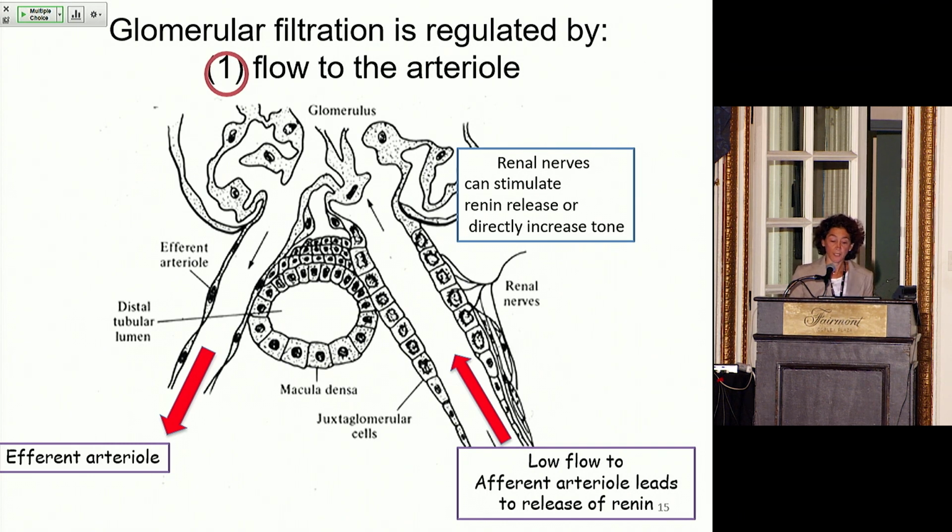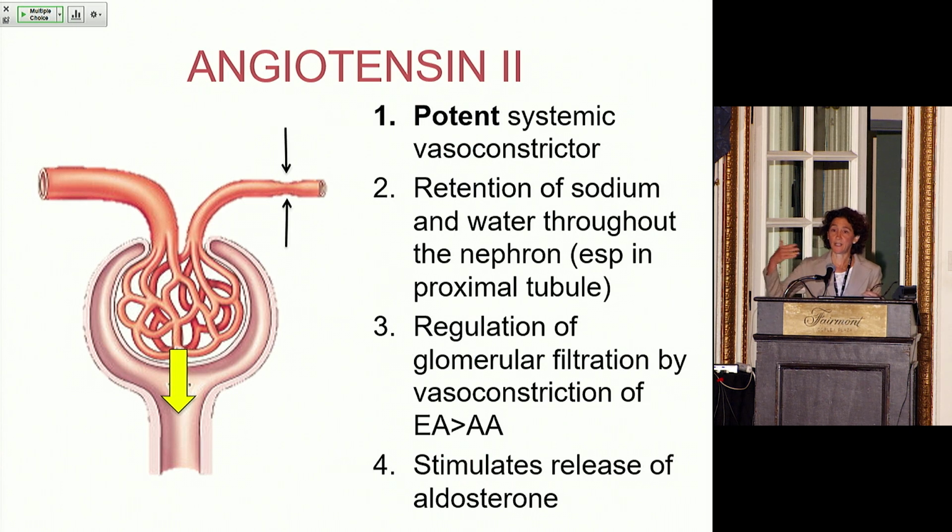We have two strategies. First of all, flow to the glomerulus. And so when flow is reduced, these JG cells, these specialized cells in the afferent arteriole, can be maybe a little plumper, and that will allow a signal cascade that will release renin, or the sympathetic nervous system can cause the release of renin. And as you know, renin leads to angiotensinogen, to angiotensin 1 and then 2.